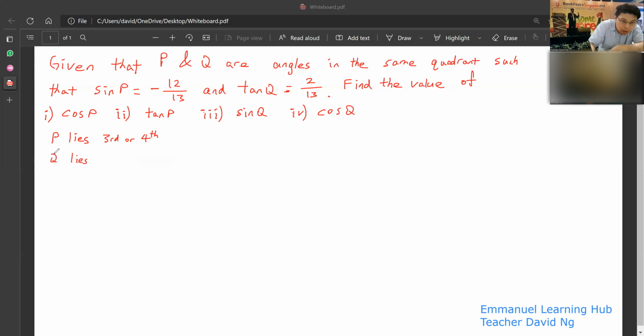Q tangent is positive, right? Positive, so first or third. Okay, Q lies on first or third, correct or not? P lies on either third or fourth, Q lies on either first or third. Then they already tell you P and Q lie in the same quadrant. There's only one conclusion, correct or not? So confirm it's third quadrant. Agree?